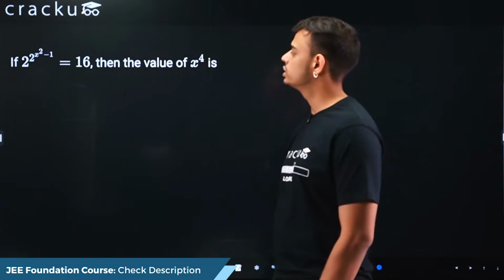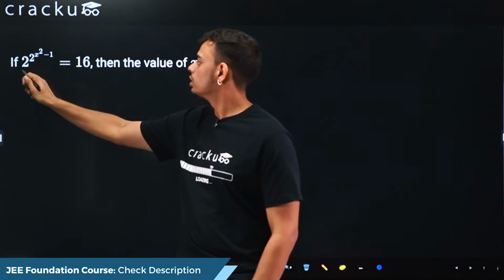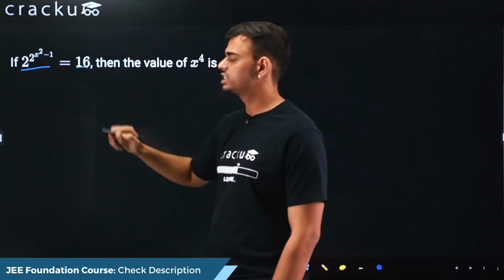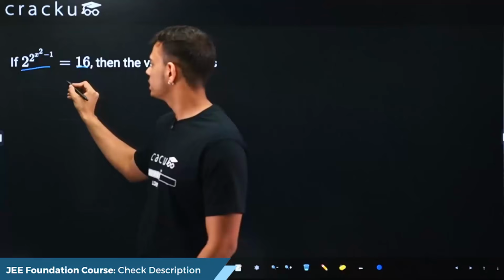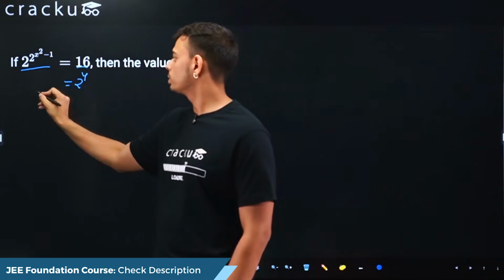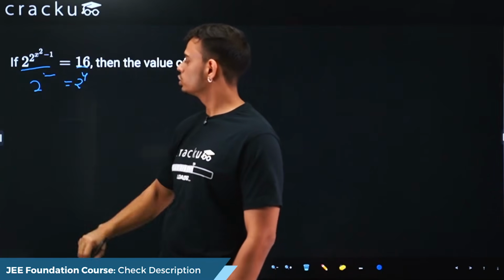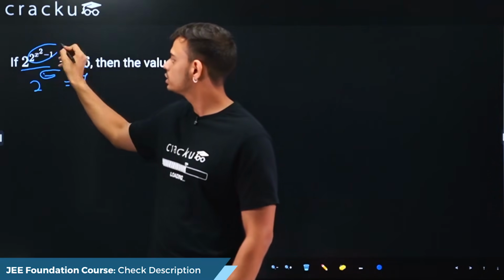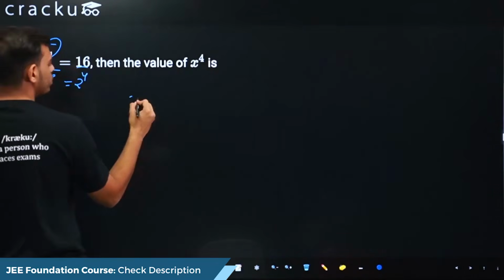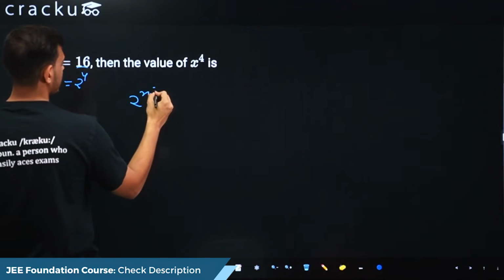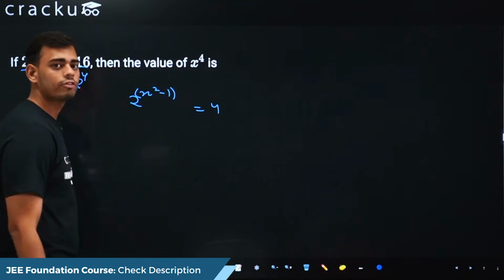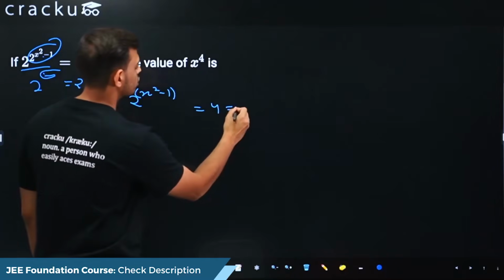Okay, so in this question, we have this expression in the form of a power of 2, and this is equal to 16. We know that 16 can be written as 2 raised to the power 4, and this is 2 raised to the power something. So this something is equal to 4 for sure, then only it is possible. If I equate it to 4, I get 2 raised to the power x squared minus 1 equals 4. Again, 4 is a power of 2, which is 2 squared.